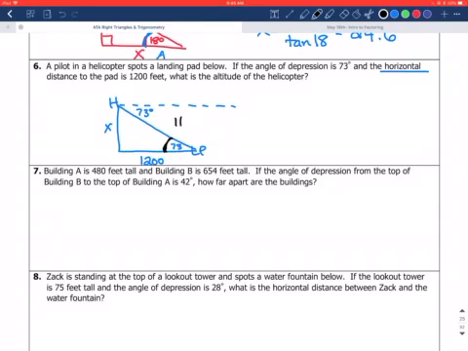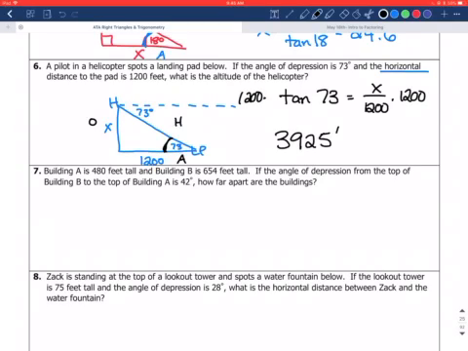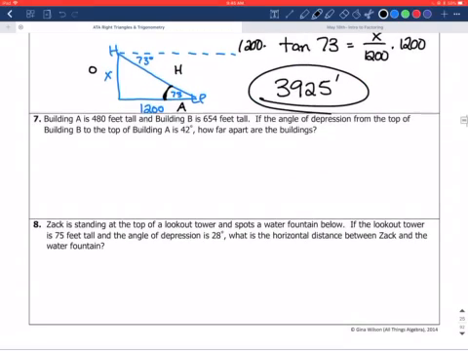So we have our reference angle, hypotenuse, adjacent, and opposite. Using tangent of 73 degrees, and that will be opposite over adjacent. We multiply both sides by that 1,200, and that will give me 3,925 feet. There's your final answer for number 6.